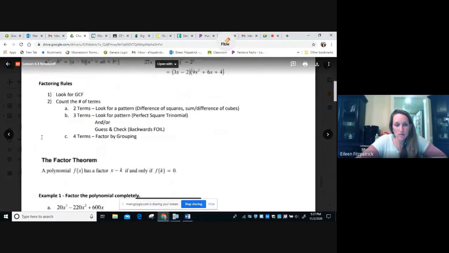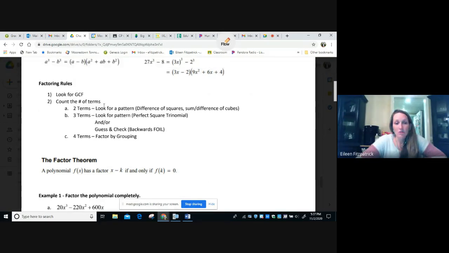I wrote down the rules for factoring, kind of a step-by-step guide. The first rule, no matter what factoring problem we're looking at, we always look for a GCF first. Then we go on to count the number of terms. If there's only 2 terms, then we're going to look for a pattern such as the difference of squares or the sum or difference of cubes. If there are 3 terms, we can still look for a pattern and/or just do guess and check, which is like backwards FOIL. And then if there are 4 terms, we factor by grouping.